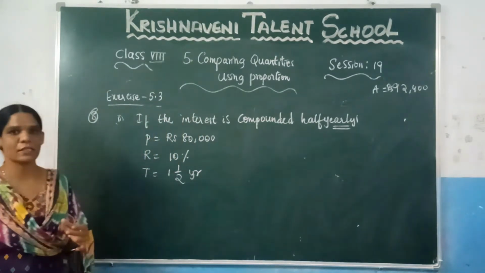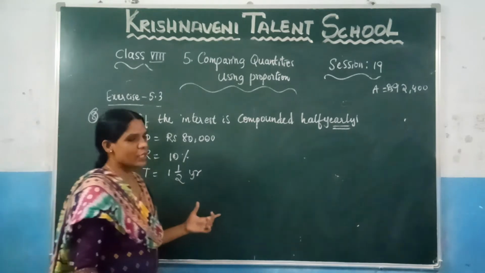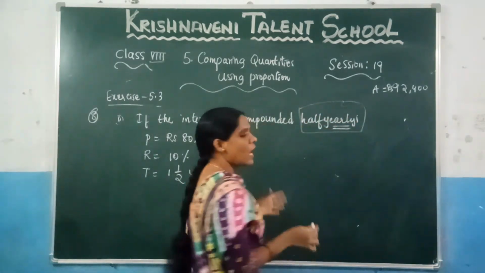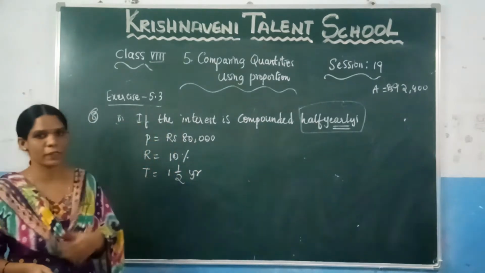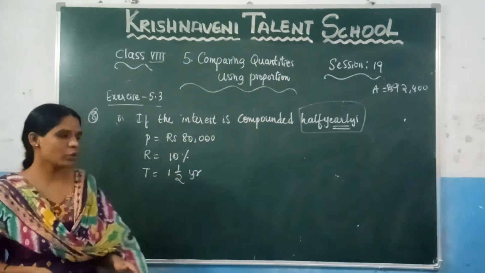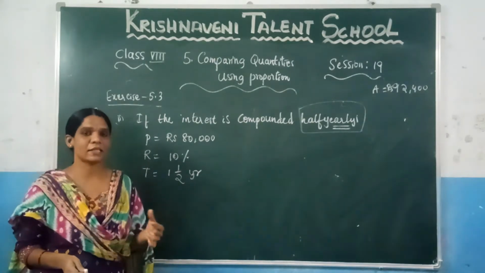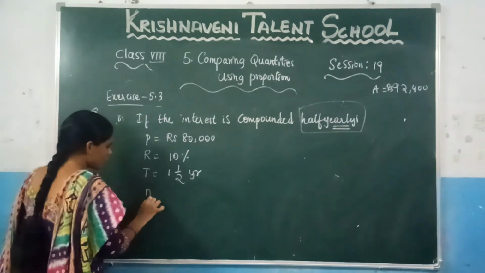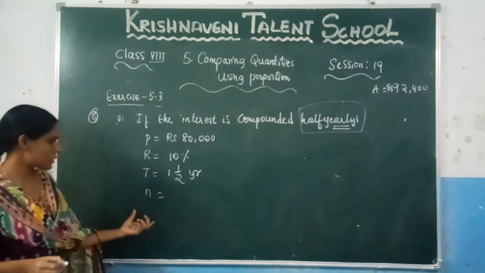Now for that reason, you know the meaning of half yearly. In a year there are 12 months, right? So half means 6 months. So here you need to find the conversion period. What we call the conversion period, we denote with the symbol N.